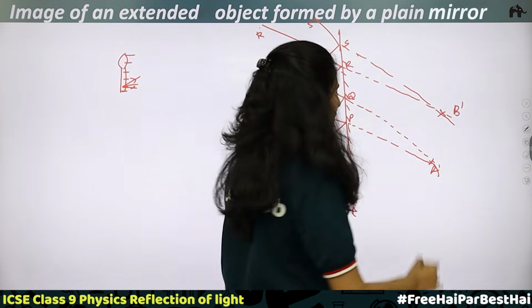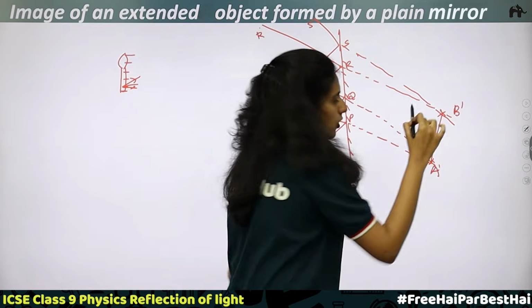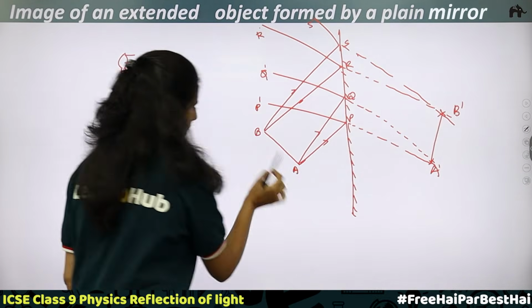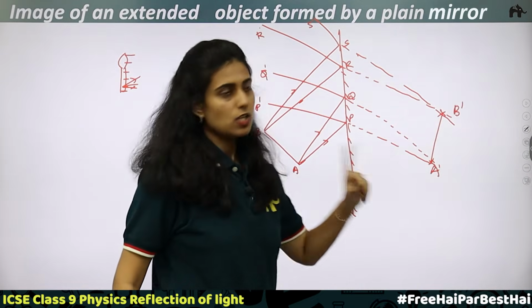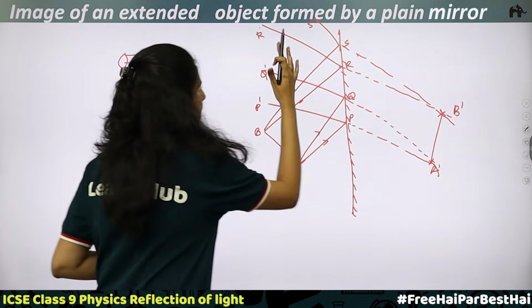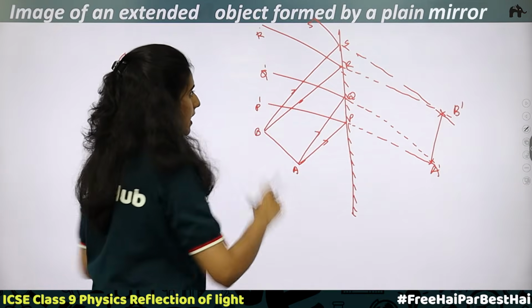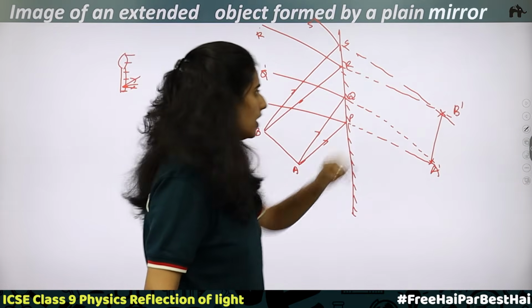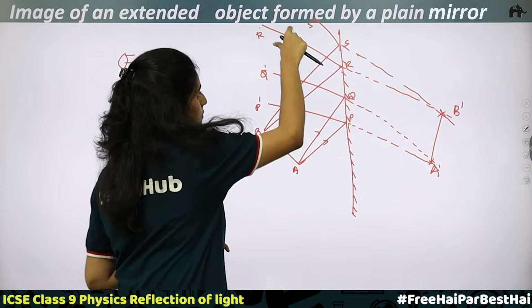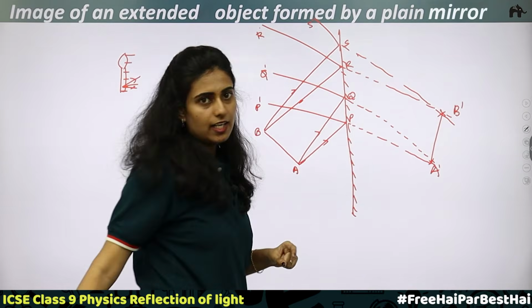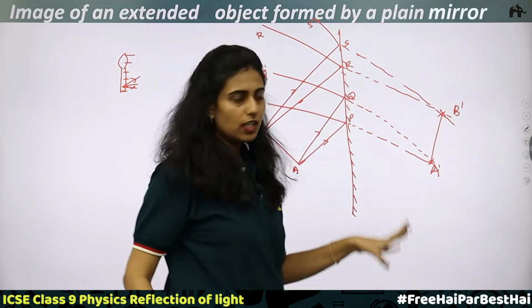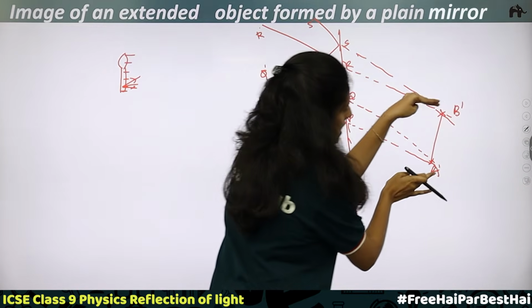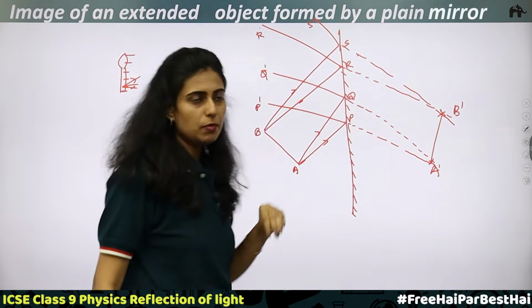So A dash and B dash when joined, you will be getting the image. AB is the object. A dash B dash is its image. So how was the image obtained? Once you get the reflected rays, you extend them backward. On extending backward, the rays from the same point will coincide. Those points are considered and joined. So for AB, its image is obtained, A dash B dash.